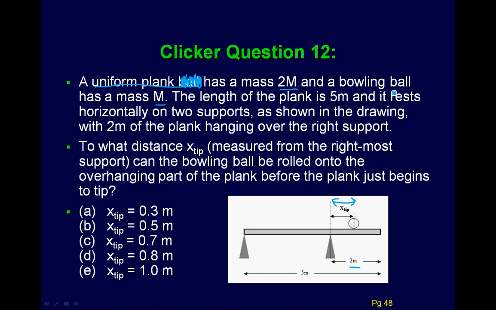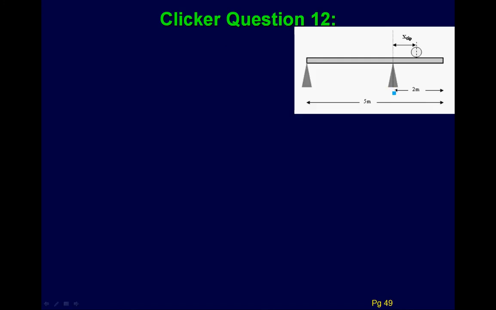This is an equilibrium style problem. Here's our answer: it comes out to be 1 meter. And here's our picture. Now if we look at the forces acting on the plank, I'm going to call this normal force 1 from the left side, and right here normal force 2 from the right side. Then there's going to be mg of the bowling ball, and at the center of mass of the plank, that's just going to be 2 mg, because it's got 2 times the mass of the bowling ball.